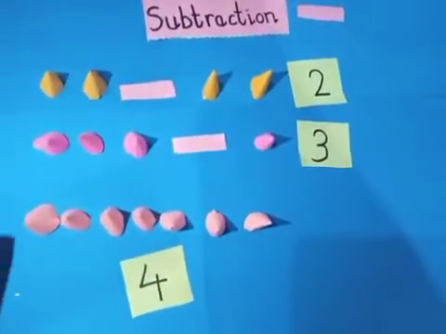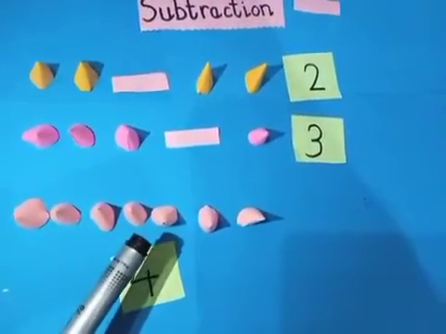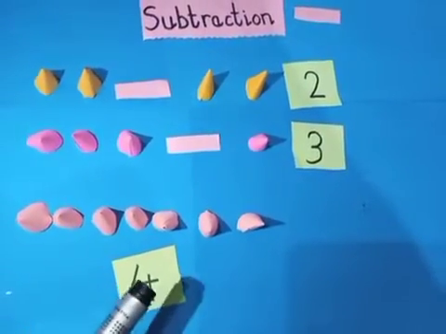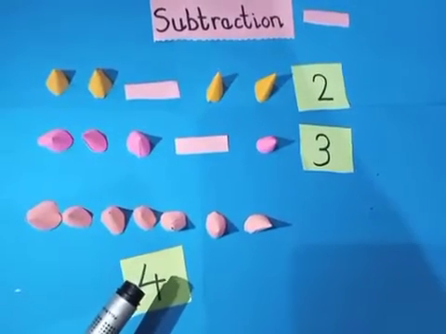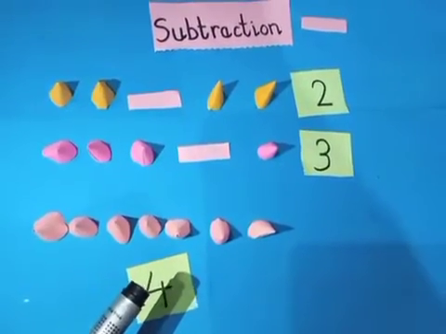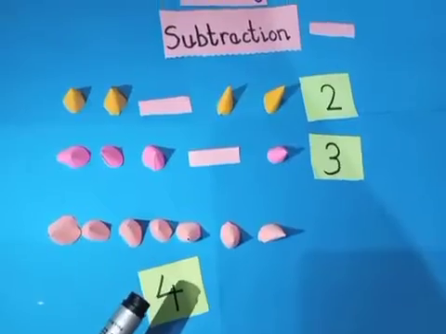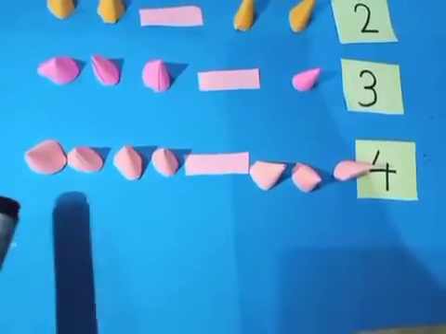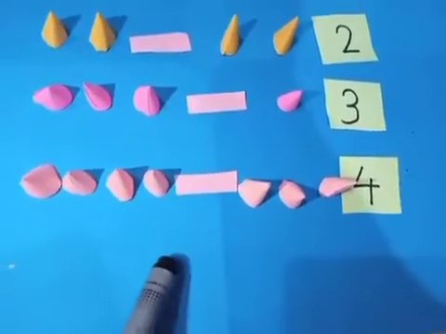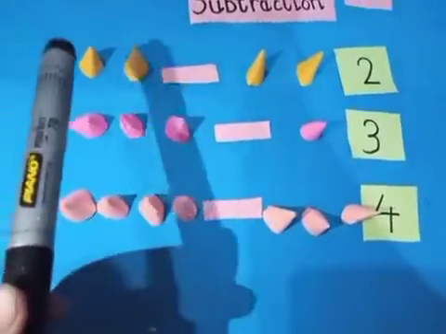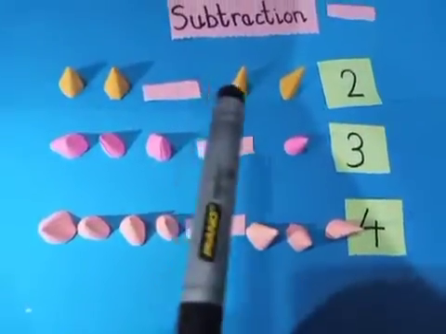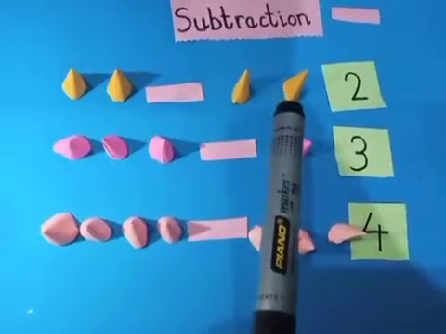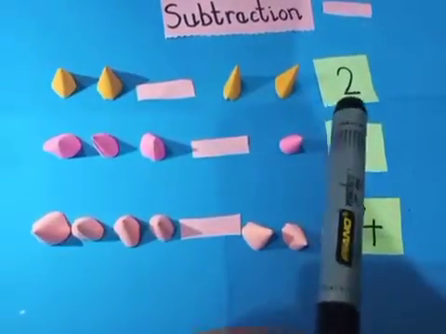Okay, how many cones are here? 1, 2, 3, 4, 5, 6, 7. 7. If we remove 3 cones, how many cones are remaining? 1, 2, 3, 4. Let's count again. 1, 2, 3, 4. How many yellow cones are here? 4. If we subtract these 2 cones, answer is 2.